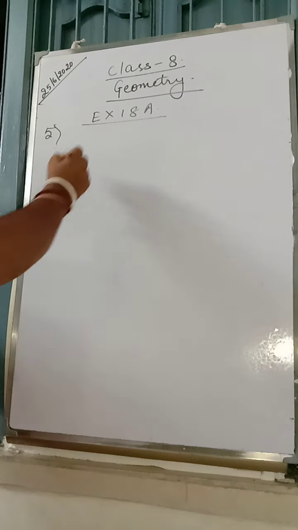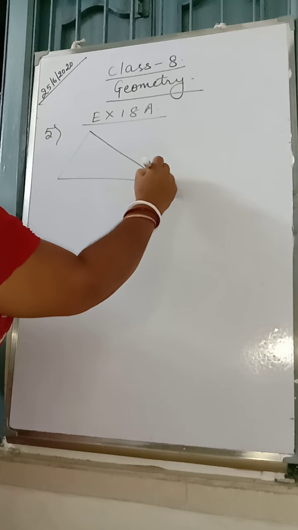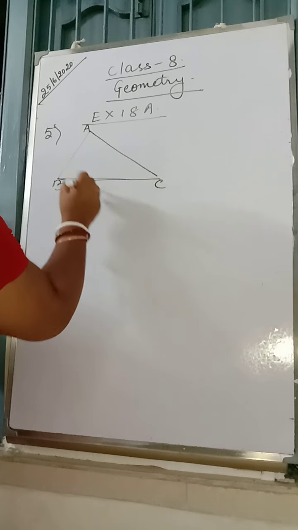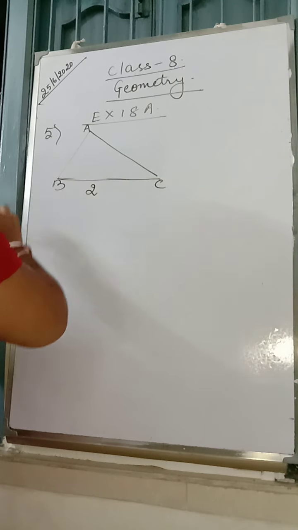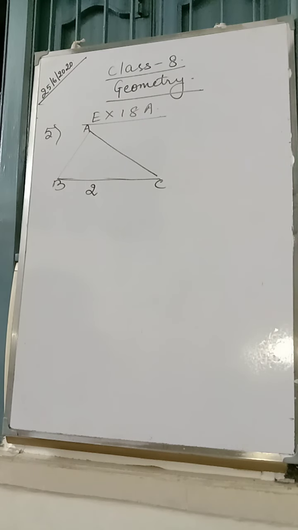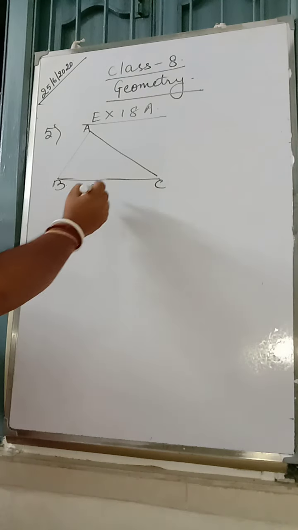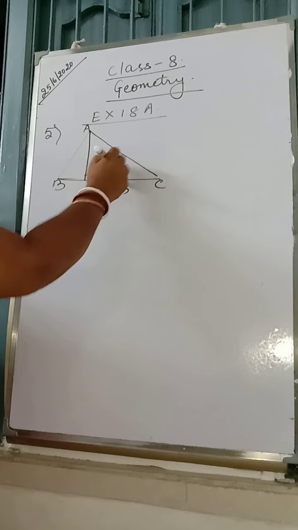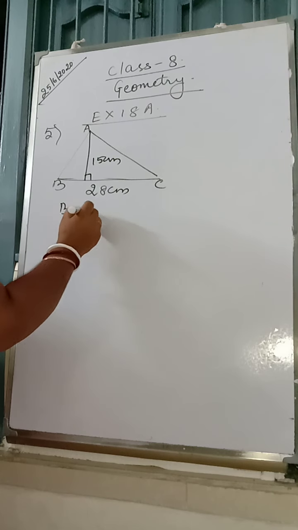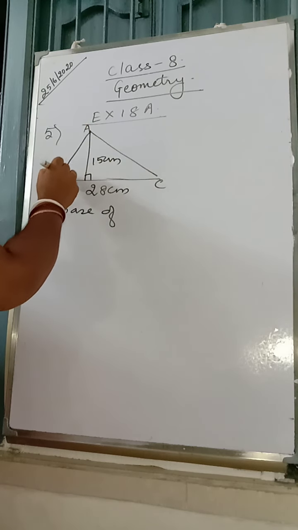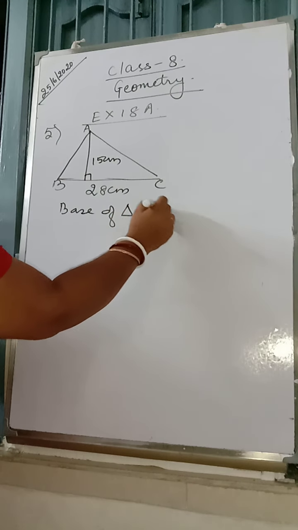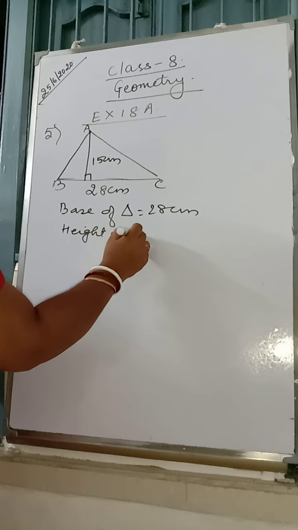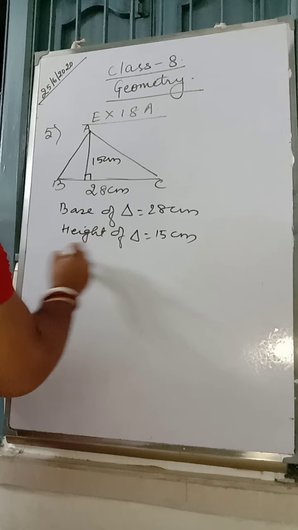As we know, if the base and height of a triangle are given, A, B, C, base is 28 centimeter and height is 15 centimeters. Is it base of triangle? 28 centimeter, height of triangle 15 centimeter.